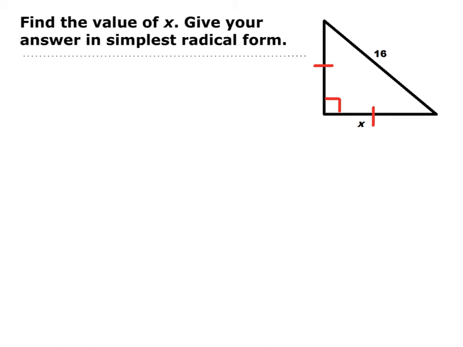Find the value of x, give your answer in simplest radical form. So now it gives us the hypotenuse, which is 16. So the hypotenuse is equal to the length of the leg times square root 2. What's our length of the leg that we have? x. So 16 is equal to x times square root 2. How do we get x all by itself? Divide by square root 2.